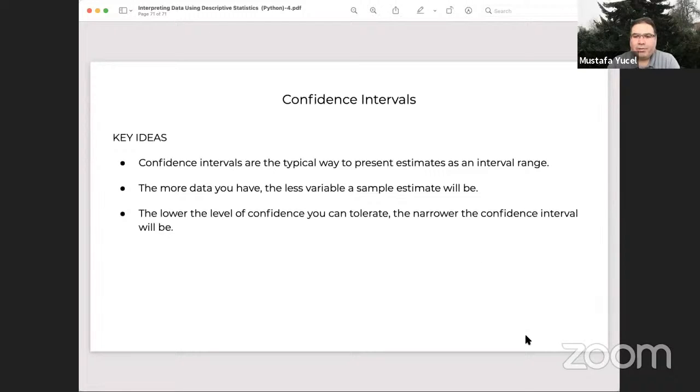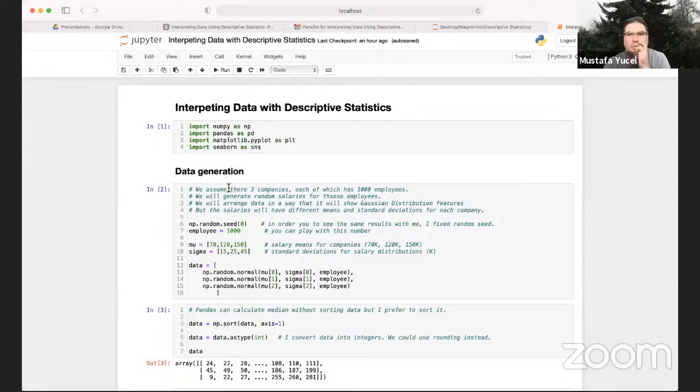Okay, now I will share another screen, just a moment. Okay. I hope we have enough time. Okay, do you see the Jupyter Notebook on your screen? Yes.